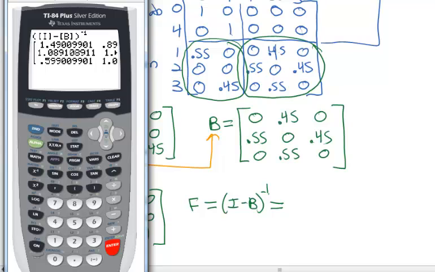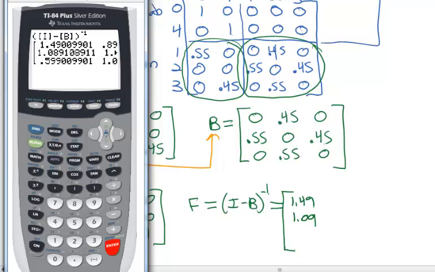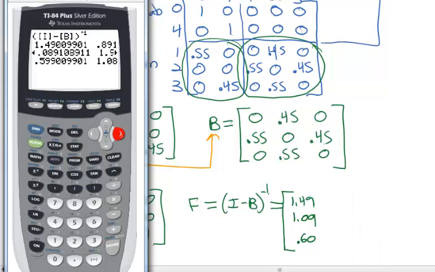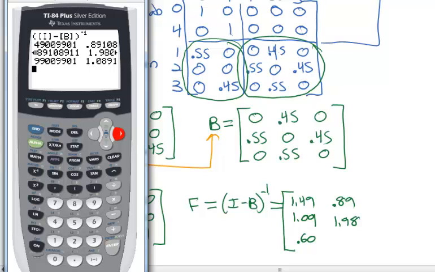I'm going to round to 2 decimal points and go down the columns here. We got 1.49, 1.09, and the last one's 0.60, 0.89, 1.98, and 1.09.